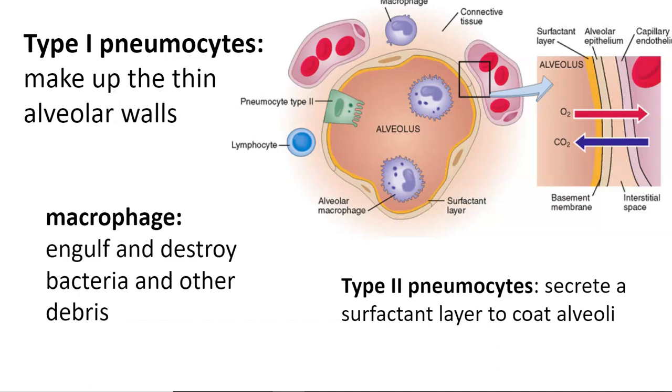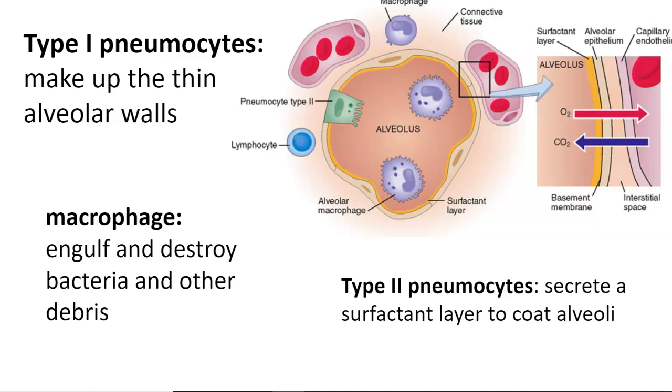So you have three main cell types. Type 1 pneumatocytes, which make up most of the structure. They're one cell thick. They're specialized for diffusion. So O2 will diffuse through that surfactant layer into that type 1 pneumatocyte, and then from that type 1 pneumatocyte into that interstitial space in the capillary, and then into the red blood cell. So they make up that kind of wall that the material is diffused through.